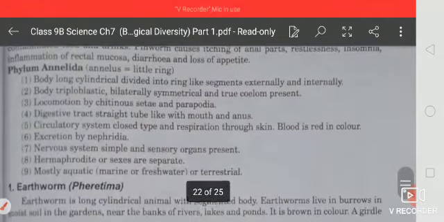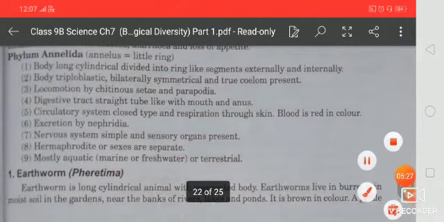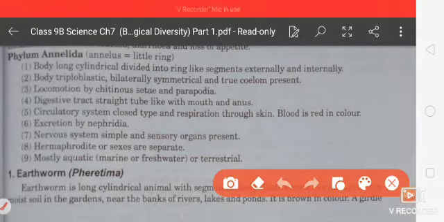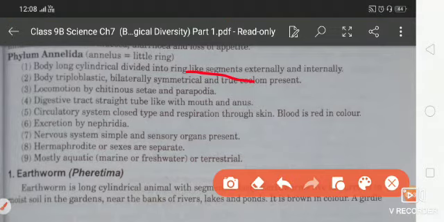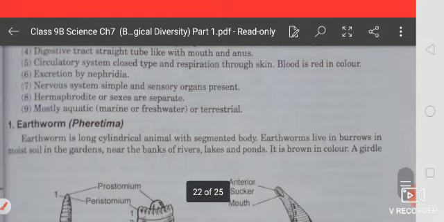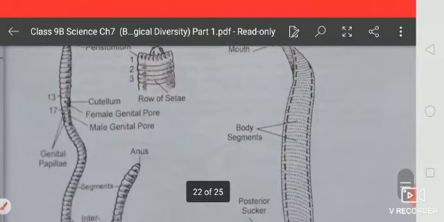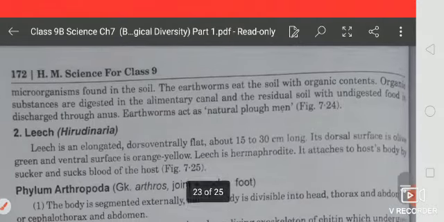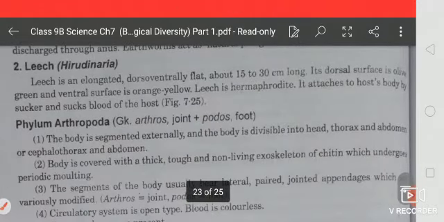Next is phylum Annelida. Its body is long, cylindrical and divided into ring-like segments externally and internally. Locomotion is by chitinous setae and parapodia, and excretion is by nephridia. They are hermaphrodite, or the sexes are separate. Mostly they are aquatic, marine or freshwater, or terrestrial. Here you are seeing the earthworm, an example of Annelida. Next one is leech, also known as Hirudinaria.